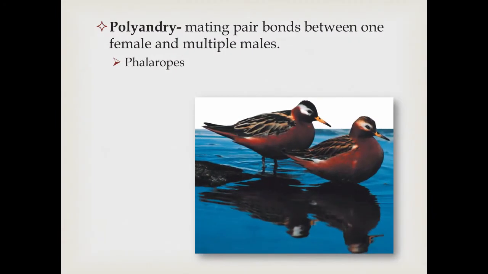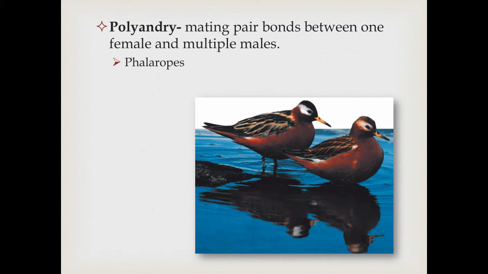Another form of polygamy is polyandry. This is the opposite of polygyny. In polyandry, it's many males. So this is a mating pair bond between one female and multiple males. And this is a pretty rare system. A good example of this is many shorebirds. This is a phalarope.